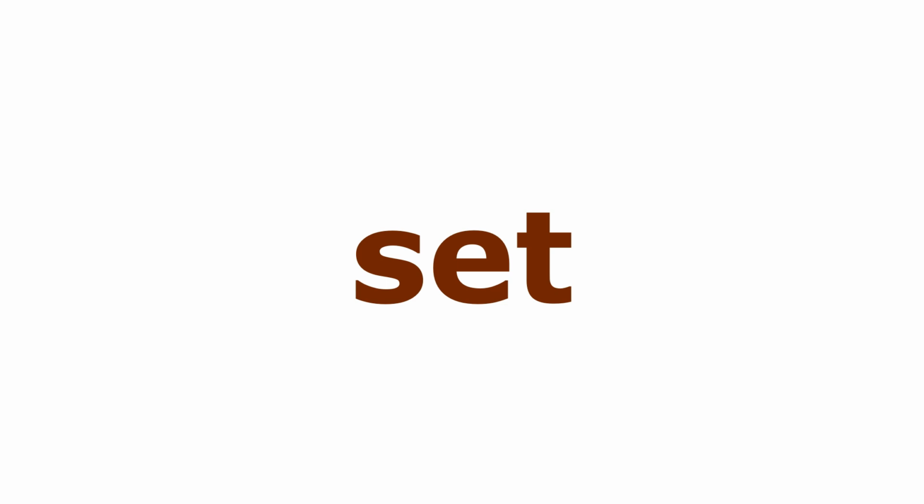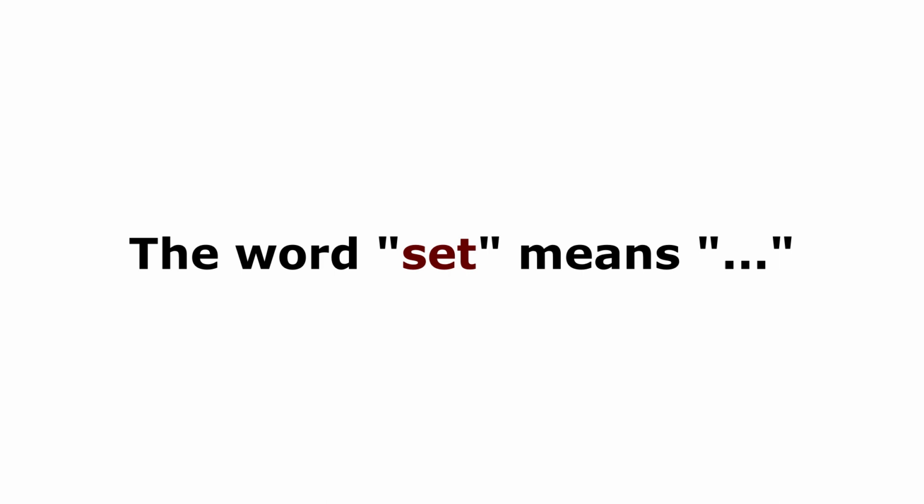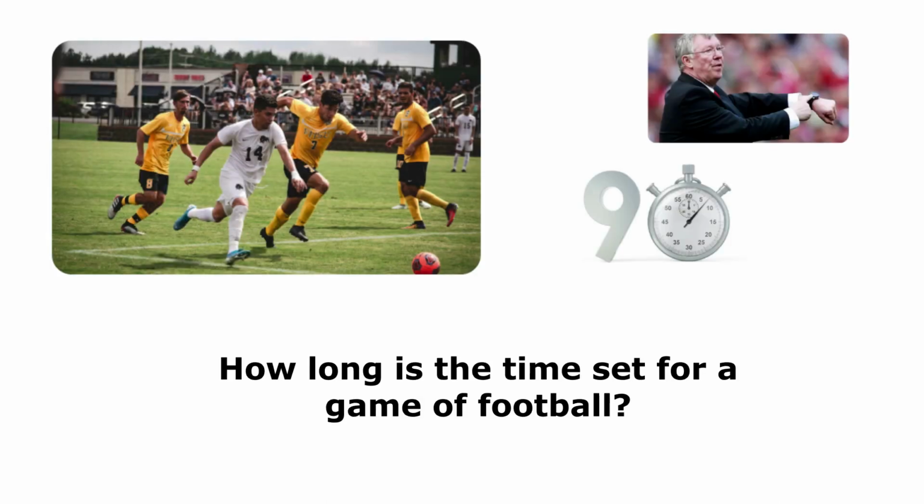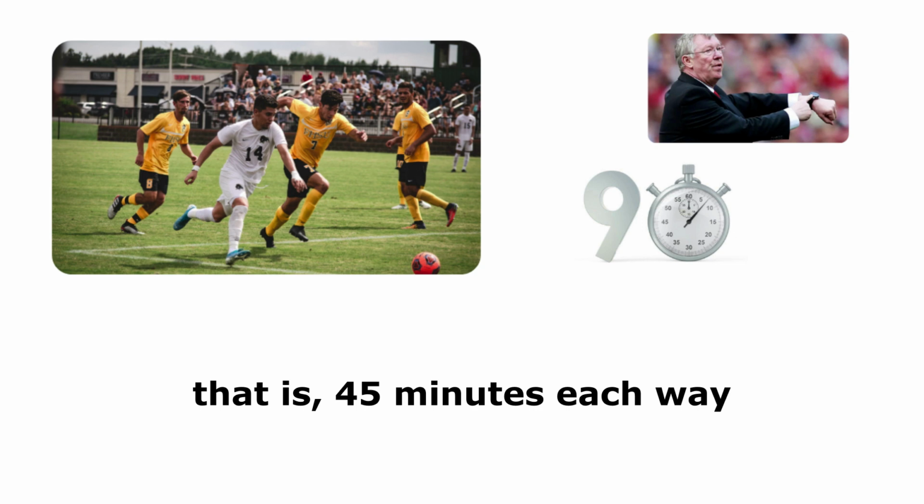Set. What does the word set mean? The word set means... How long is the time set for a game of football? The time set for a game of football is 90 minutes. That is 45 minutes each way.